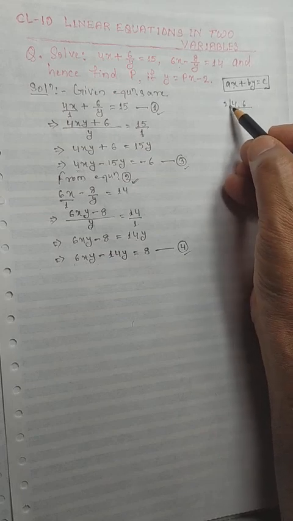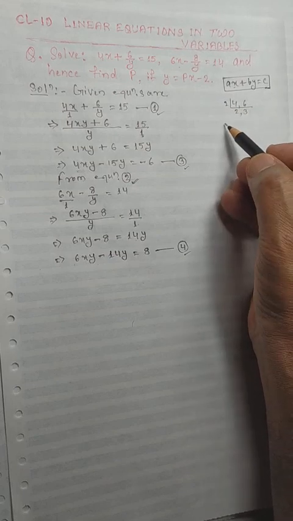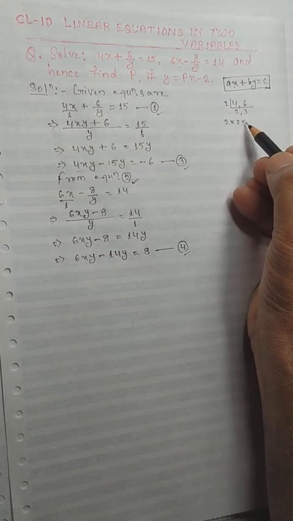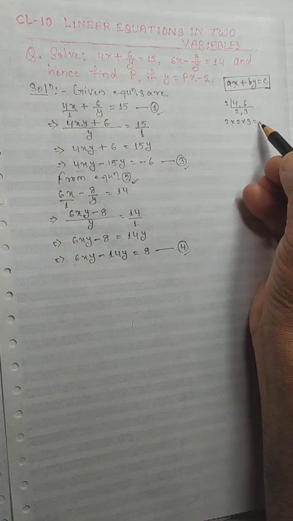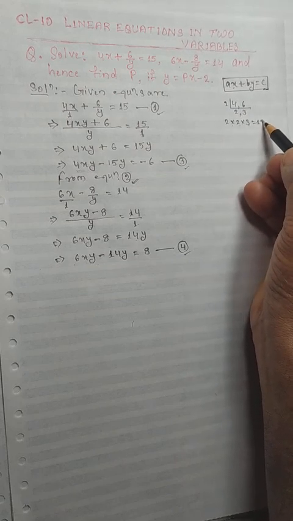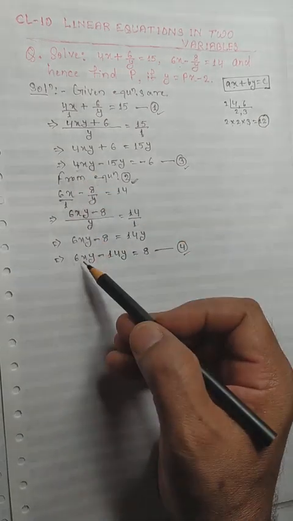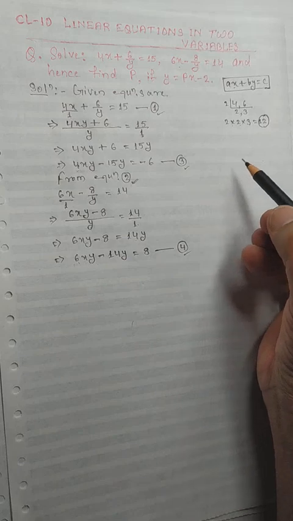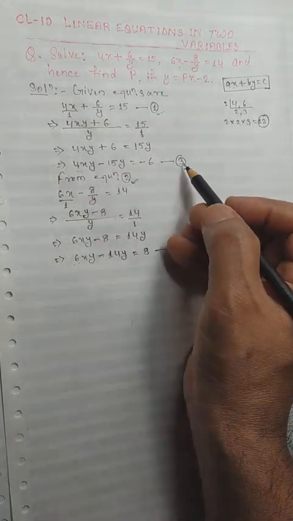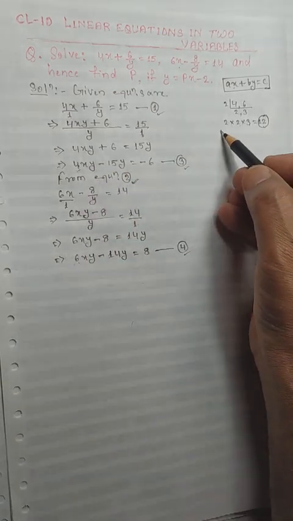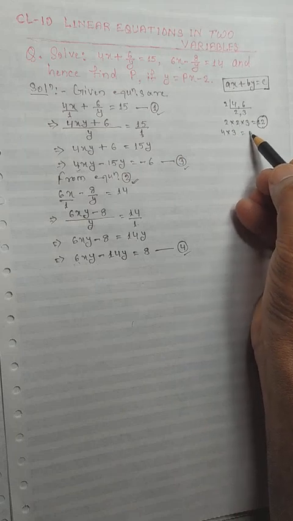Get the LCM of 4 and 6. 2 2s are 4, 2 3s are 6. What do we get as the LCM? 2 into 2 into 3, 2 2s are 4, 4 3s are 12. Now think, what shall we do so that both 4 and 6 become 12? Surely, first in equation 3 we have 4, so 4 into 3 we will get 12.